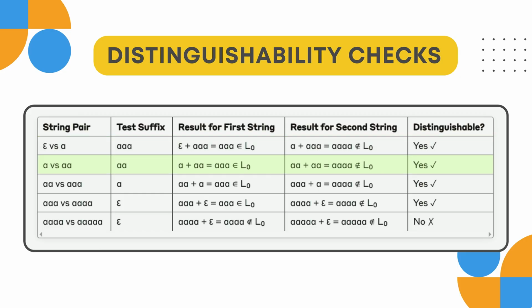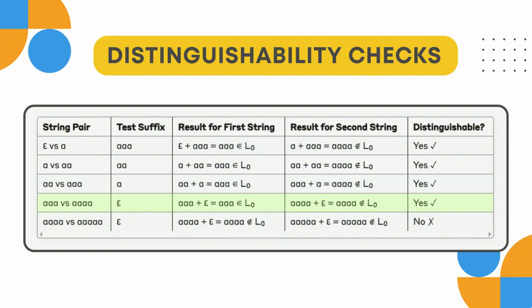Now, in row 2, we compare A and AA, and we use the suffix AA. A plus AA is equal to AAA, which is in L sub 0, and AA plus AA is equal to A to the 4th, which is not in L sub 0. Again, because the outcomes differ, A and AA are distinguishable. Row 3 compares AA and AAA, and we test them by using the suffix A. These strings produce different results, so they are distinguishable too.